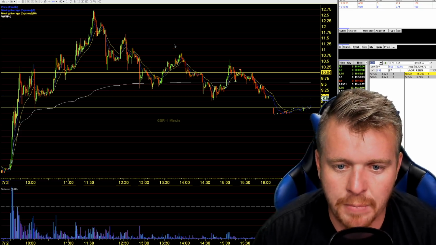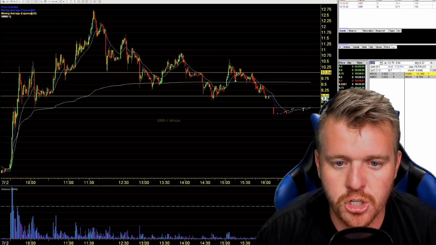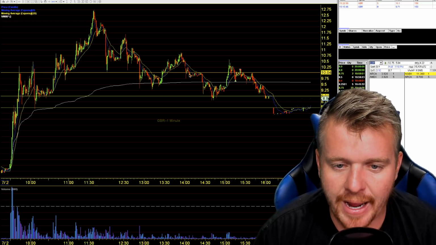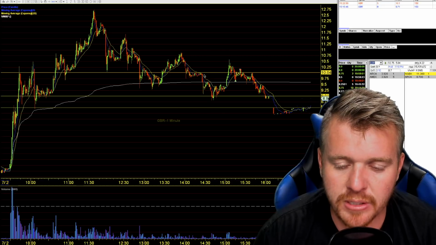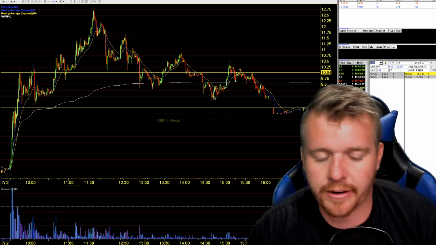So then again, the shorts pile in there. And what happens? The shorts want this VWAP to crack. They try. It's having some problems right there, and then it pulls down here to the $9 area.